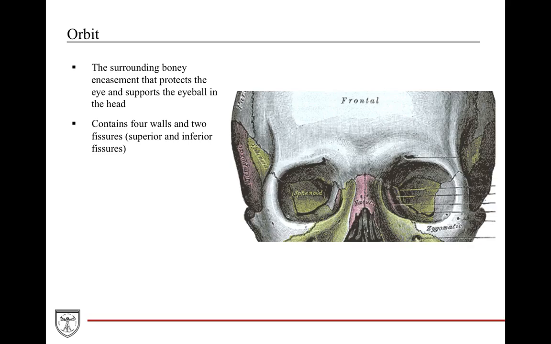So the orbit has pretty much 4 walls and 2 fissures. There's a medial, lateral, superior, and inferior wall, as well as a superior orbital fissure, an inferior orbital fissure, and of course the little optic canal where the optic nerve passes through.